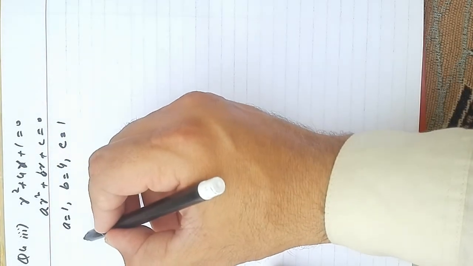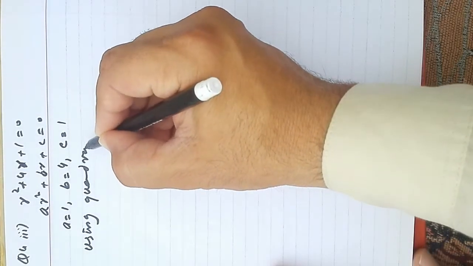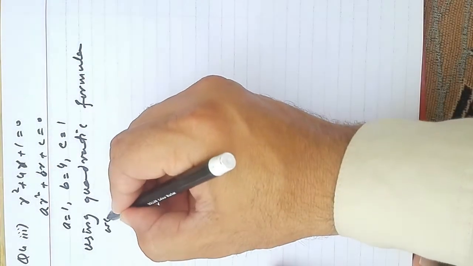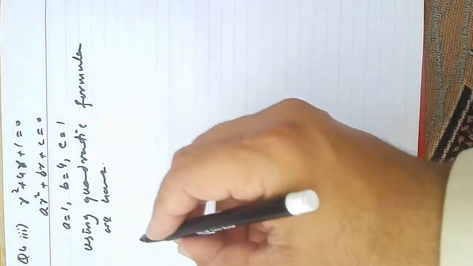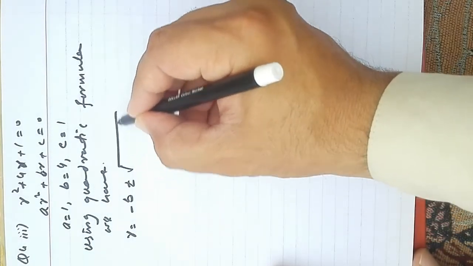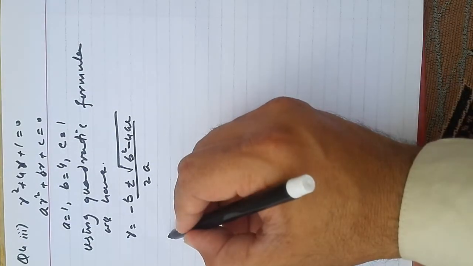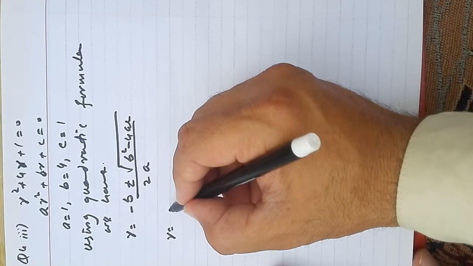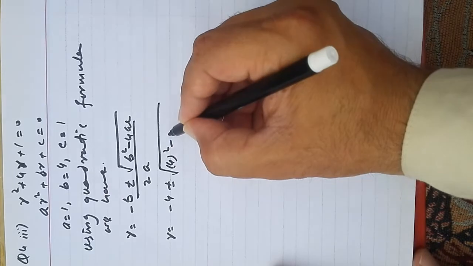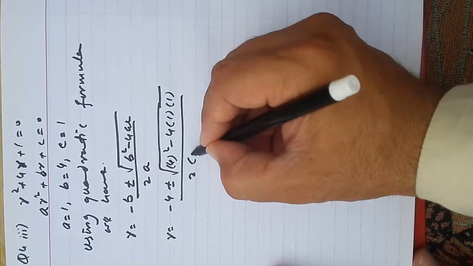So now use quadratic formula. Using quadratic formula, we have r equals to minus b plus minus under the root b square minus 4ac divided by 2a. Putting the values here, minus 4 plus minus under the root 4 square minus 4, a value is 1, the c value is 1, whole divided by 2 into 1.